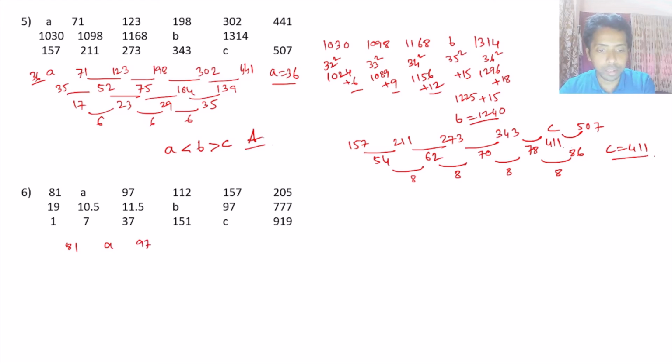81, A, 97, 112, 157, 205. Now here A is given, so we can't find the difference here, but here we can find the difference. This is 3, this is 15, this is 45, this is 48. Now, though the numbers are very few, one thing we can understand: 15 multiplied by 3 is 45, and 45 plus 3 gives 48.